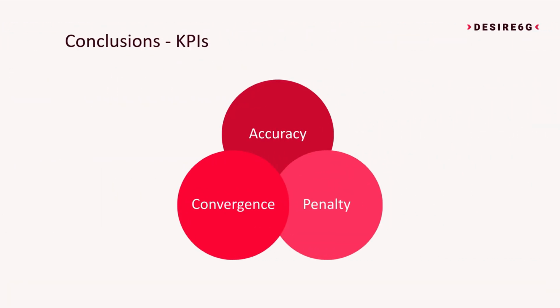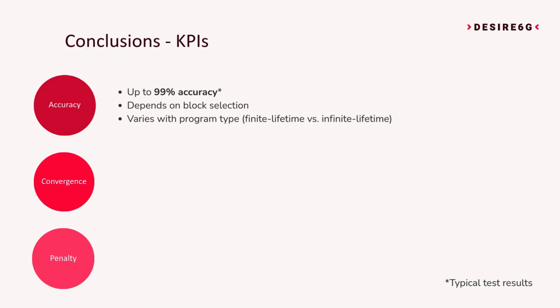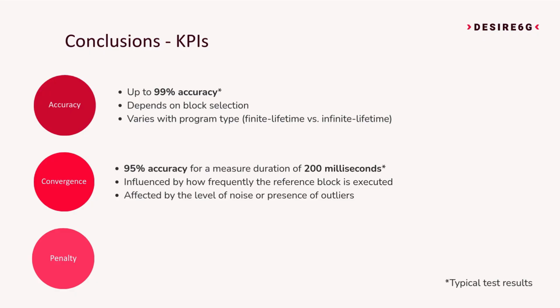What about our KPIs? First, in terms of accuracy, we can reach up to 99%, but this depends heavily on selecting the right reference block and also on the type of program we are analyzing, whether it's finite lifetime or infinite lifetime. Next, convergence depends on how often the reference block executes. The more frequent, the faster the metrics converge. For example, on the primes calculator, we achieved 95% accuracy within just 200 milliseconds. However, convergence can also be influenced by noise or aberrant values, which may slow it down or introduce variability. Finally, when it comes to penalty, through architectural choices and reference block optimization, we've managed to reduce the overhead to just 0.1%, making the method both lightweight and practical for real-world scenarios.